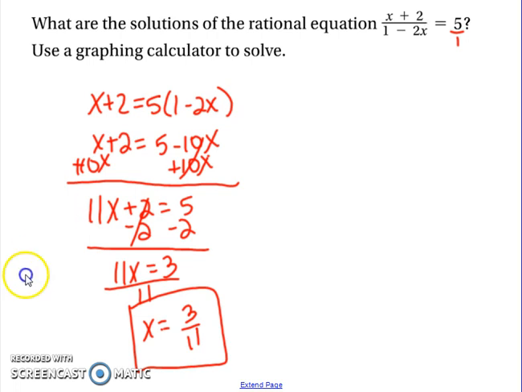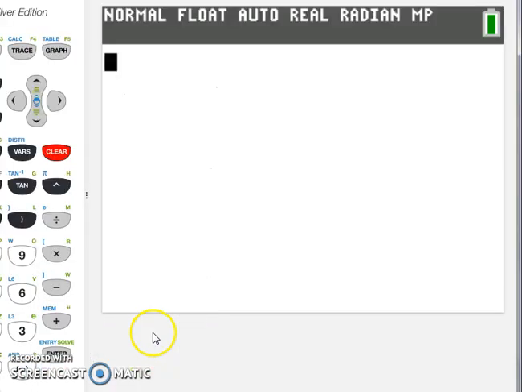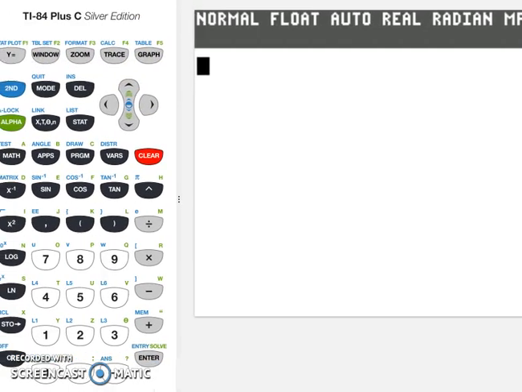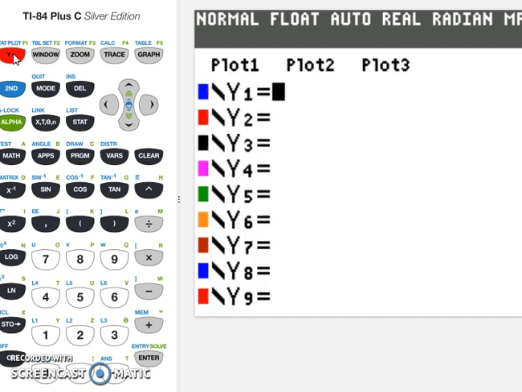So if we go to a graphing calculator and we go to y equals, if you type in the left side of the equation into y1 and the right side of the equation into y2 and you graph it, you can find their point of intersection, which is going to be the solution. So the left-hand side of the equation is x plus 2 divided by 1 minus 2x.